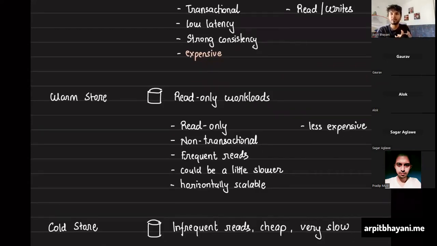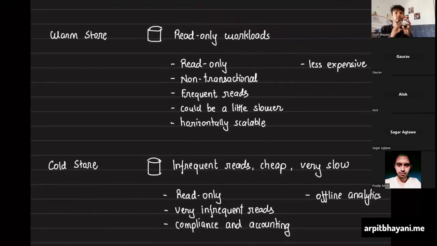Then comes the warm tier. The warm tier is typically there for your read-only workloads. It means that once your data moves from hot tier to warm tier, no one would be doing any writes on this data. You assume that once your data is moved from hot to warm, it becomes read-only. It is non-transactional, which means no one can write to the database directly. Your end user queries will not write to this database. It will always go to transactional. But this is there to support frequent read-only data.